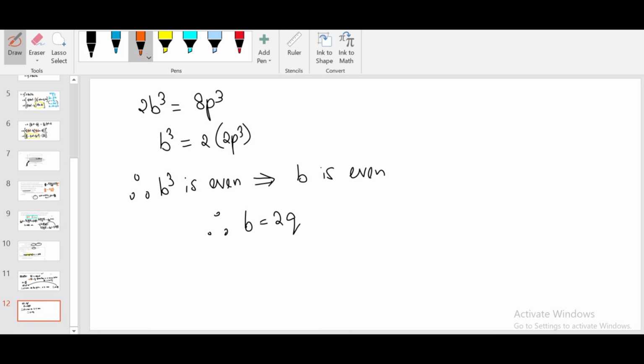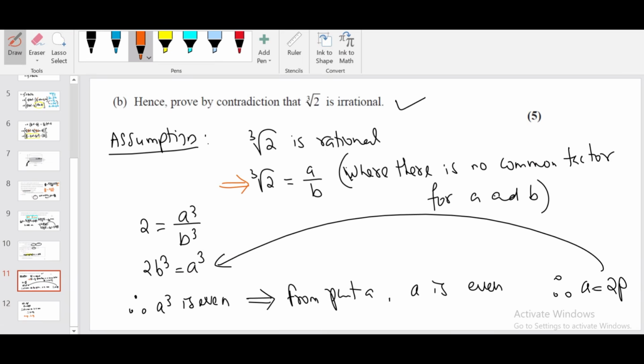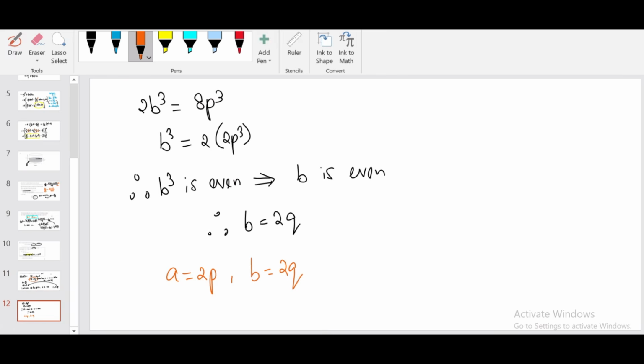You see, we have proved that a can be written in the form 2p, b can be written in the form 2q. Now go back to the assumption and sub in the values of a and b here. You can write cube root of 2 as 2p over 2q. There is a common factor 2. We assumed that there is no common factor, but we ended up proving there is a common factor.